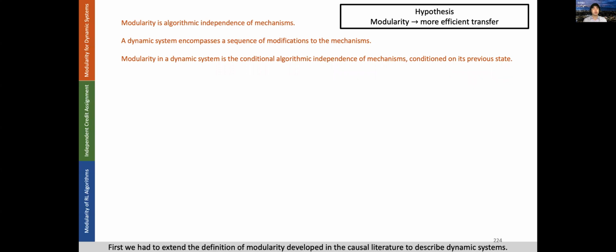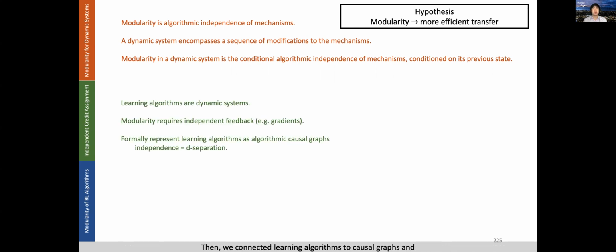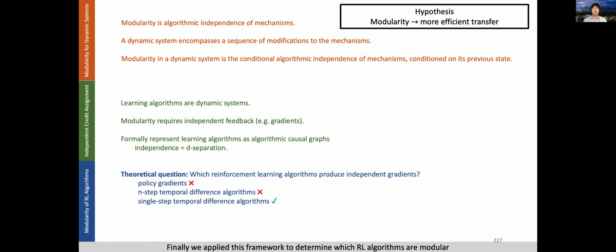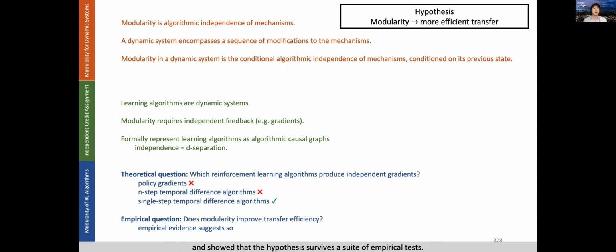To conclude, we started with the hypothesis that modularity improves transfer, but we had to build up some formalism to even get to the point where we could test this hypothesis. First, we had to extend the definition of modularity developed in the causal literature to describe dynamic systems. Then we connected learning algorithms to causal graphs and proposed how to test whether the credit assignment mechanism can modify the learnable components independently. Finally, we applied this framework to determine which RL algorithms are modular and showed that the hypothesis survives a suite of empirical tests.